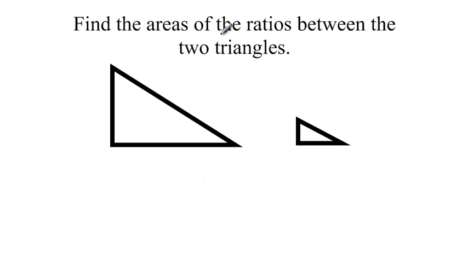The goal here is to find the ratio of the areas of these two triangles. Now, I left out all of the details needed because I want to ask you, what do you need in order to solve this problem? What do you need in order to compare the areas in terms of a ratio?